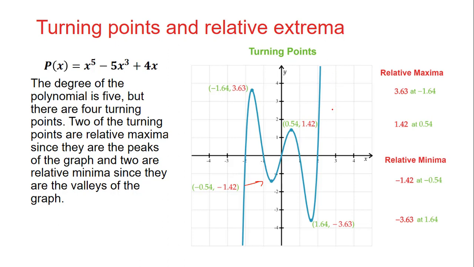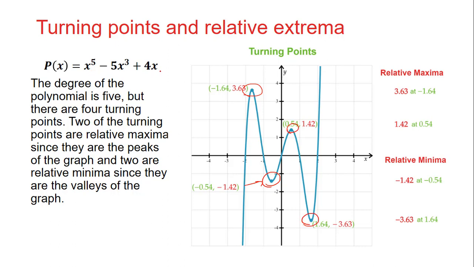So a lot of the things that we've talked about we can see coming into play here. The degree is 5. The leading coefficient is 1. So it's going to end up to the right, go down to the left, which we see here. And it has at most 4 turning points, right? So 1, 2, 3, 4 turning points.